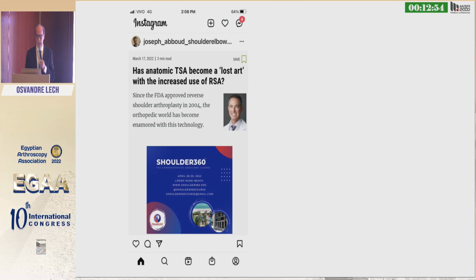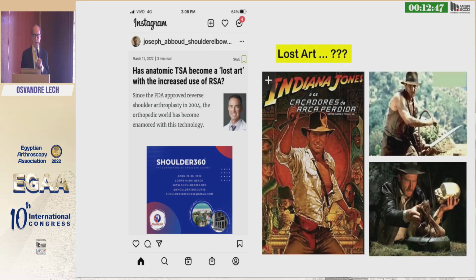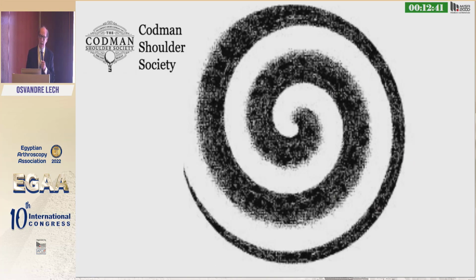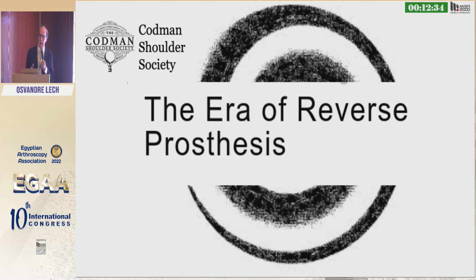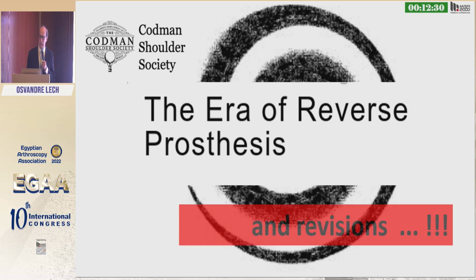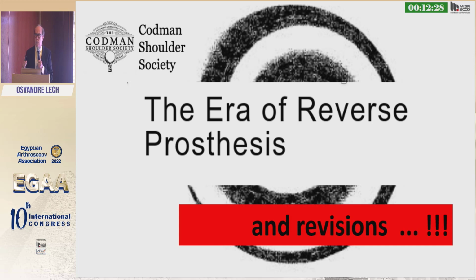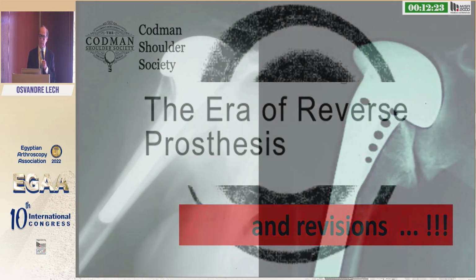This shoulder meeting has asked: has anatomic total shoulder become a lost art with the increase in the use of reverse? Lost art is like Indiana Jones, as you remember. So J.P. Warner in the Codman Shoulder Society has called this the era of reverse prosthesis, as you will see here in a minute. And revisions. This is something that must be considered as well.